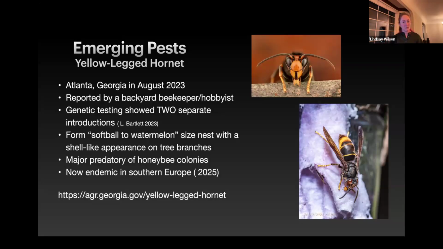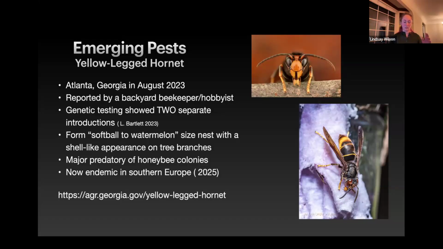But there are a lot of mimics, or lookalikes, I should say, that are very similar in appearance and are supposed to live here. And so there's a few different species that are really close lookalikes to the yellow-legged hornet, and those are all available to see with identification notes on the Georgia website.